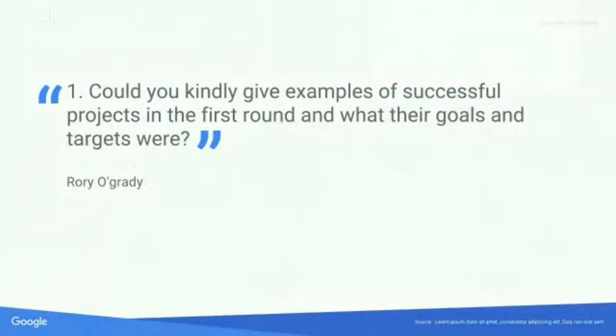The first question is, could you kindly give examples of successful projects in the first round and what their goals and targets were? All questions are interesting, but this one can maybe help you or inspire you to understand how you can really meet the rules and criteria. So I will take on purpose 3 projects, one on the medium track, one on the large, and one on the prototype, and again on purpose for diversity, different types of organization and very different topics.